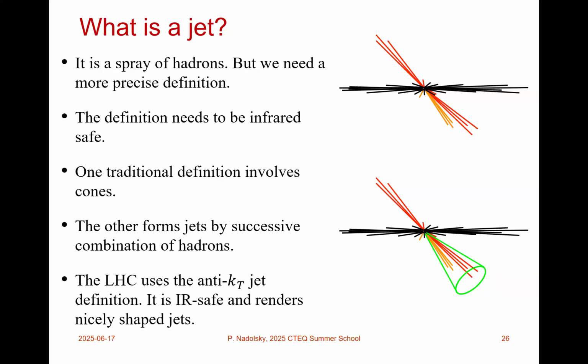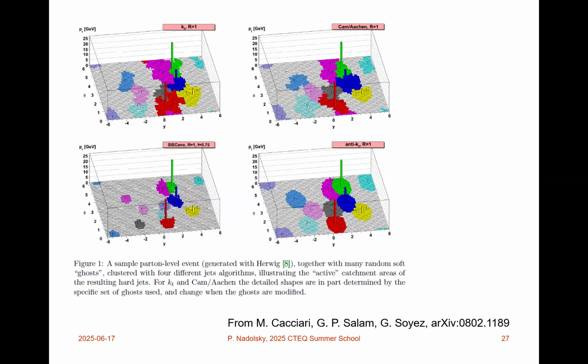There are various kinds of algorithms. All algorithms resort to the same big idea, that a jet is a spray of hadrons. But the definition can vary, and the definition must be infrared safe. It can be based on cones, it can be based on the transverse momentum of the particles, and you can somehow combine particles into the jet. The LHC uses a particular algorithm called the anti-kT jet algorithm, which performs much better than the other types of algorithms.